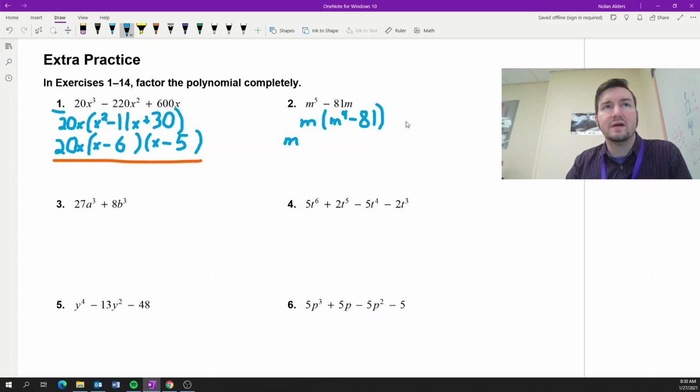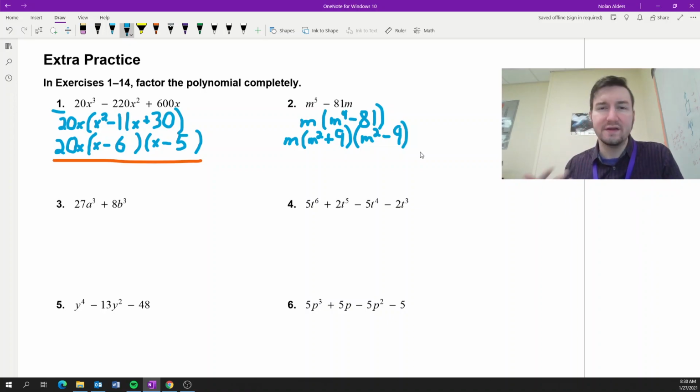So we'll keep the m out front, but then we can expand this to m squared, because m squared times m squared is m to the 4th. M squared plus 9 times 9 is 81, and then m squared minus 9. So this is a very common factorization. When you have the difference of squares, you can always rewrite it as the square root of the first term plus or minus the square root of the second one. So we have m squared plus 9, m squared minus 9 here.